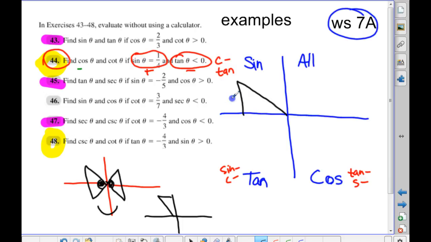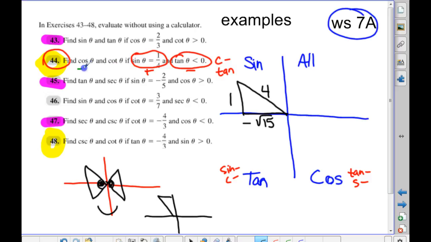Sine is opposite over hypotenuse, so we have opposite and hypotenuse. How can we find this adjacent side? Pythagorean theorem is exactly right. 4 squared minus 1 squared is 15, so the square root of 15. And because we're in that quadrant, what do we need to remember? It's negative. Yep, going to the left is negative.